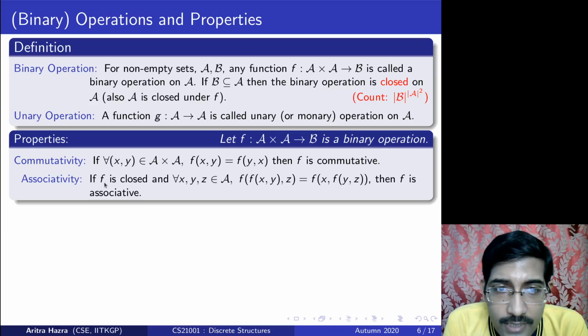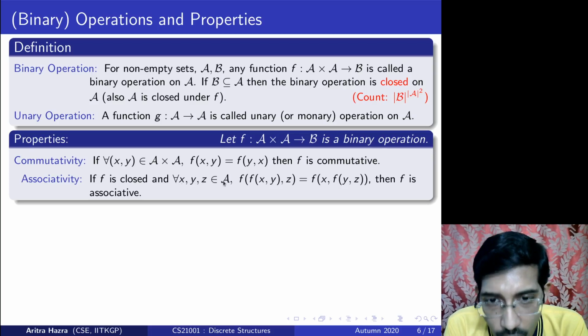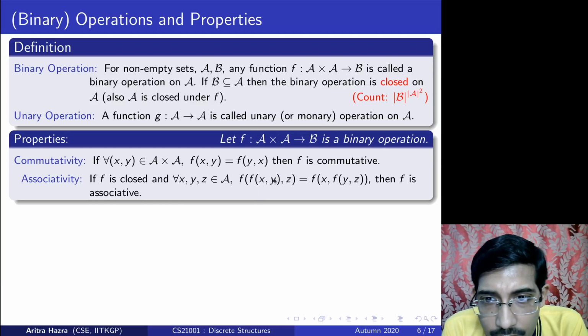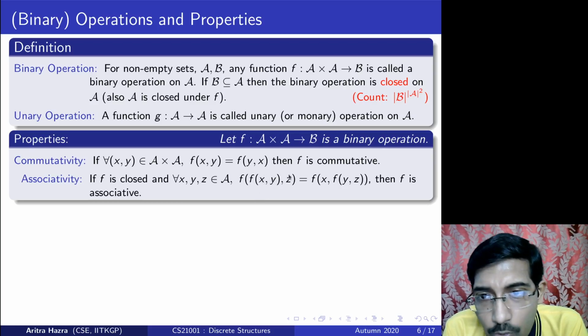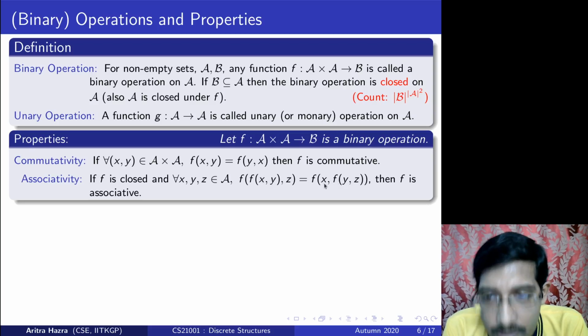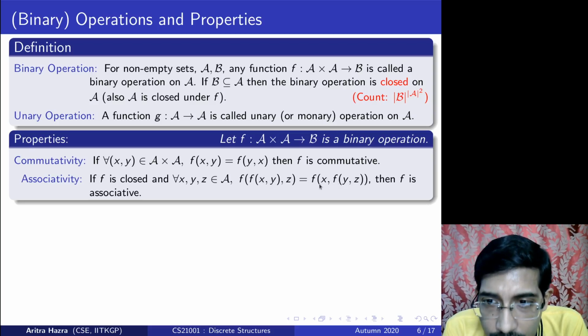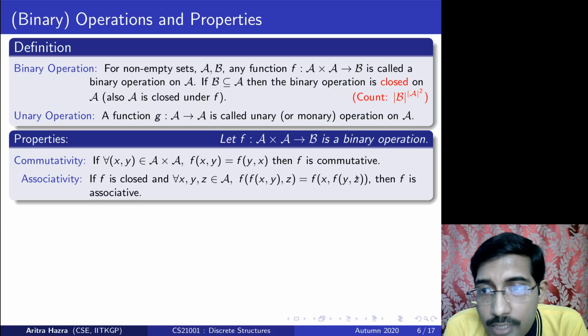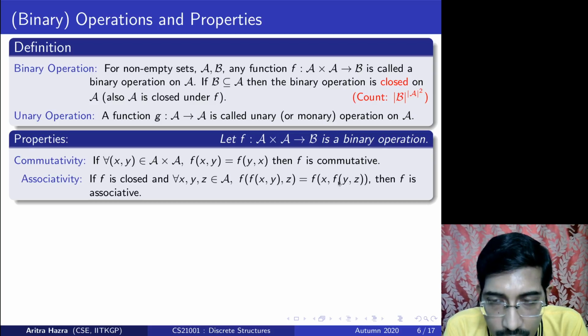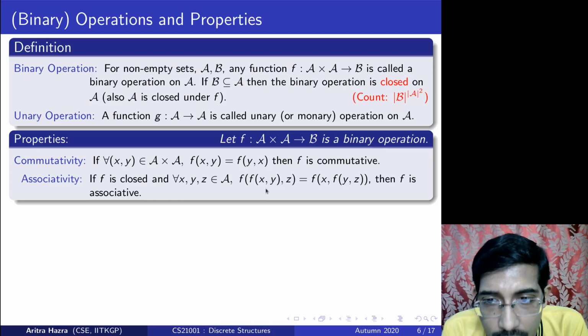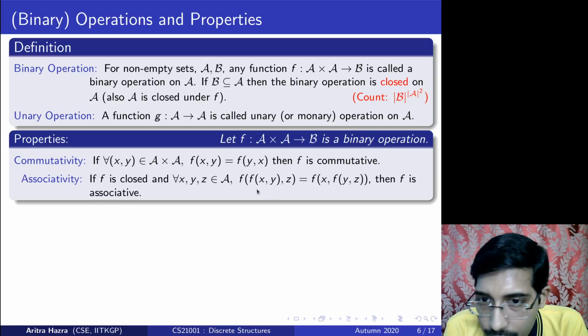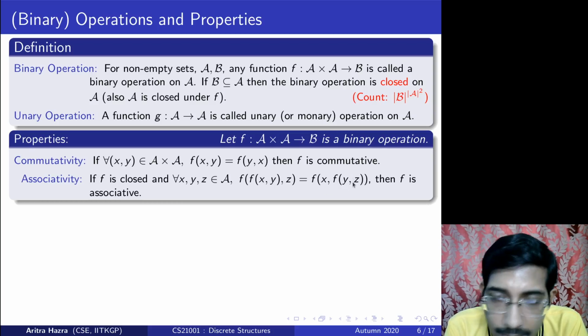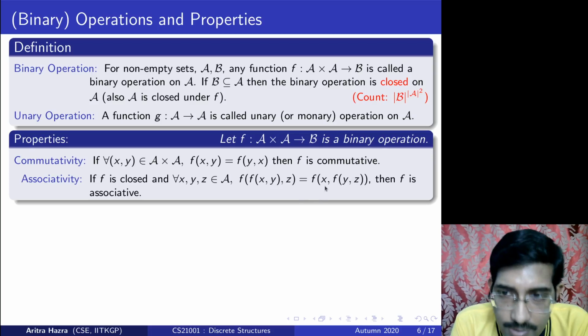Associativity tells that if F is a closed binary operation and you have three arbitrary elements, then if you first operate the first two elements and operate the result with the third, it is the same as operating the first element with the result of the second and third. For example, addition and multiplication are associative. You multiply the first two and then the third one, or you multiply the first with the product of the second and third, and it results in the same.